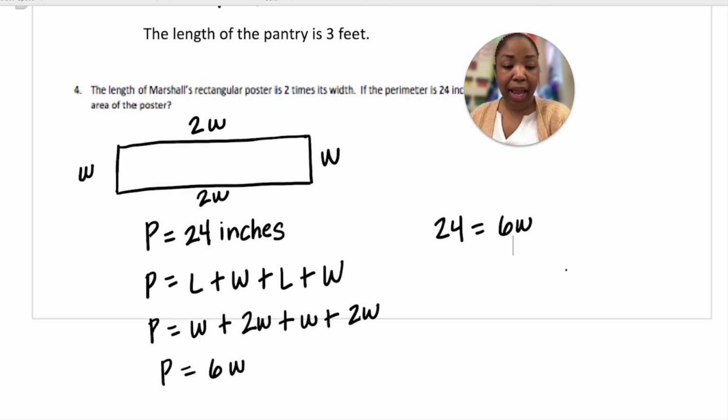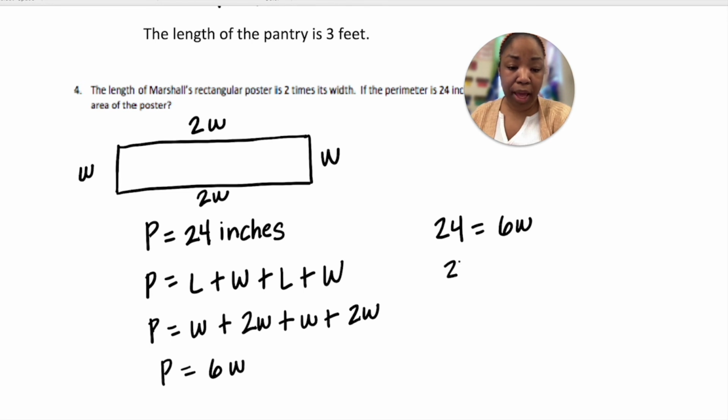So I am really multiplying W 6 times. Right? 6W is the same as 6 times W. I'm doing W 6 times. I can undo multiplication by, you guessed it, dividing. So I'm going to divide 24 divided by 6, and that'll give me W. 24 divided by 6 equals, I'm just going to put W first this time, it equals 4.